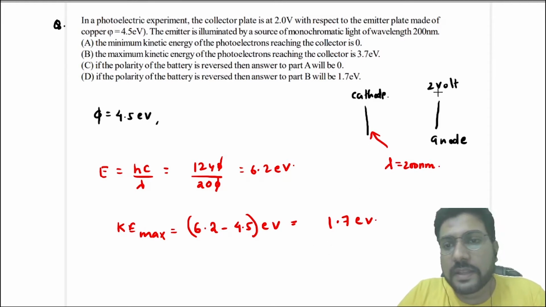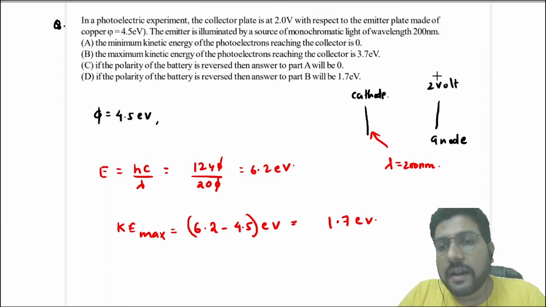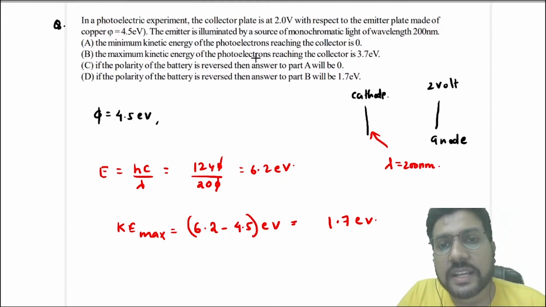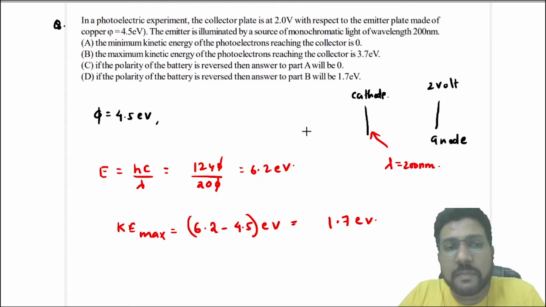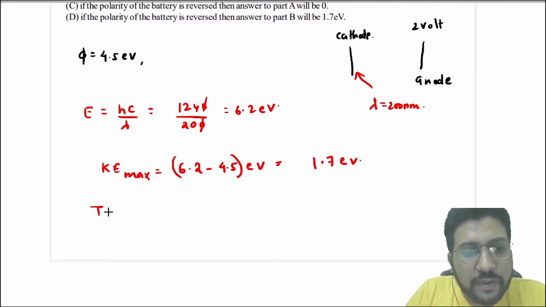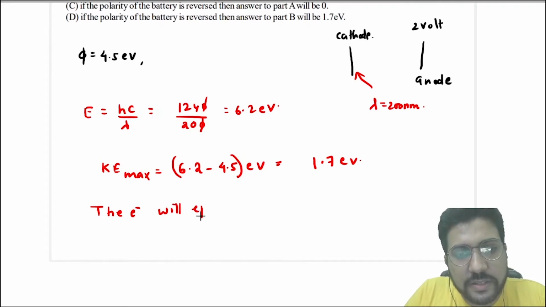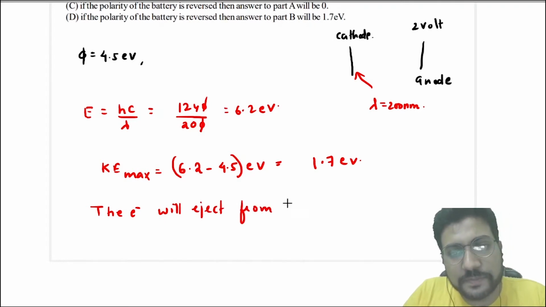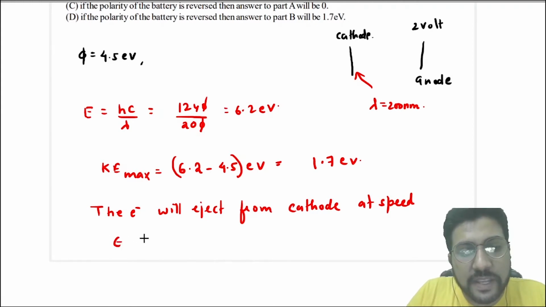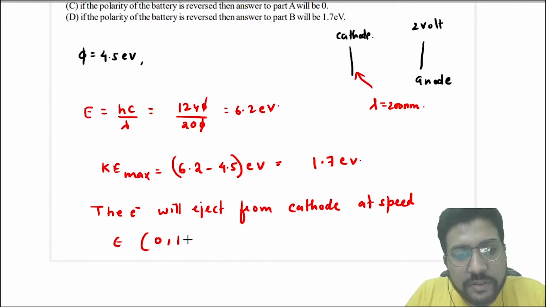Now there is an accelerating voltage here, which is accelerating with a potential difference of 2 volt. The statement is that the minimum kinetic energy of the photoelectrons reaching the collector plate is 0. You know that the electrons will eject from the cathode with energy anywhere between 0 to 1.7 electron volt, right?